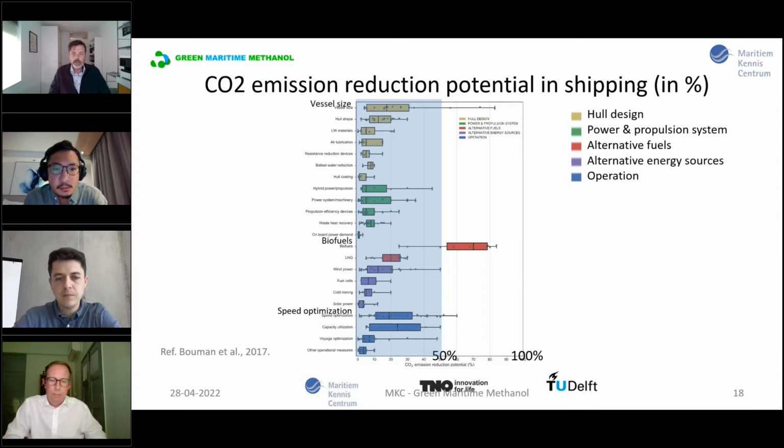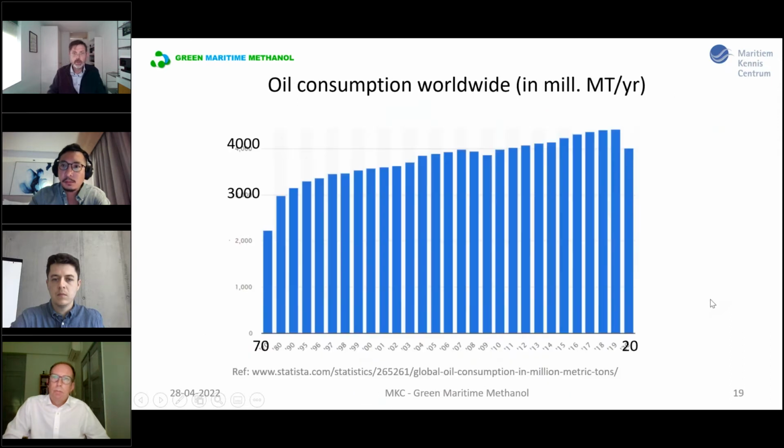So if you want to achieve more than 50% CO2 reduction, like Doug said, what the ambition is of the IMO, at least 50, but it's already 70, and it might be even more in the future. Then we need to look at biofuels, and that is the reason why we started in that direction. Can I have the next slide, please?